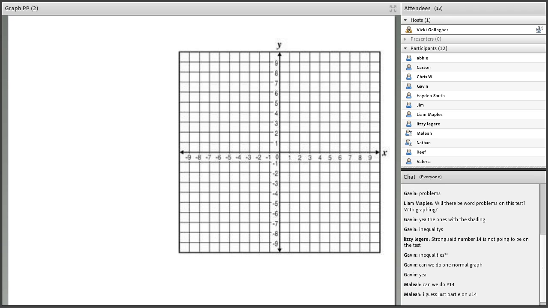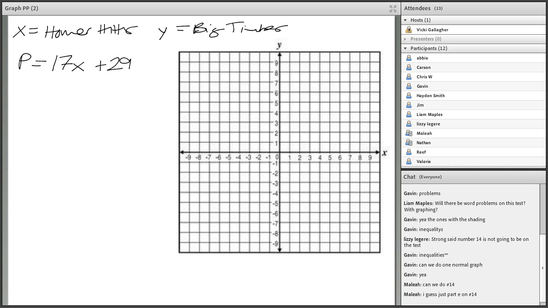For part A, just define your variables. I'm going to let X be the Homer Hitter and Y be the Big Timber, just because that's the order they were written in the problem. Your profit equation is very similar to the maximize equation from number 13, and it comes from the very last sentence. My profit equation is 17 for the Homer Hitters and 29 for the Big Timbers. That's letter B.